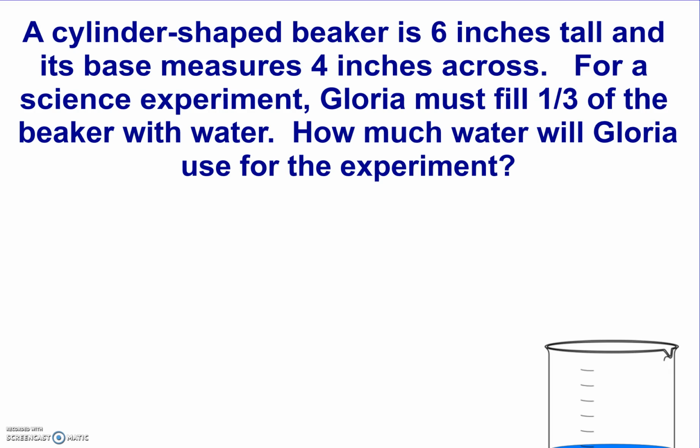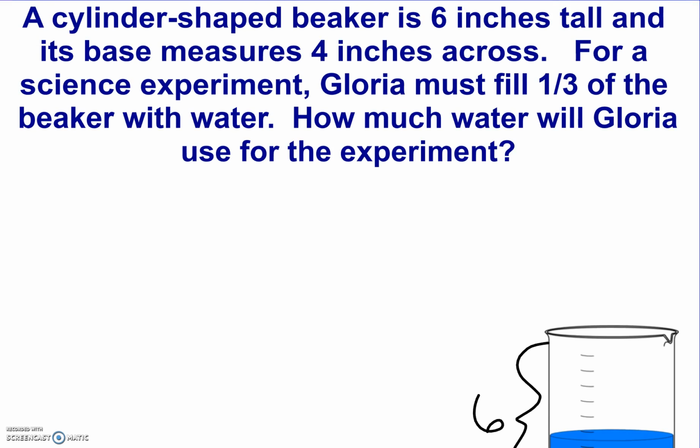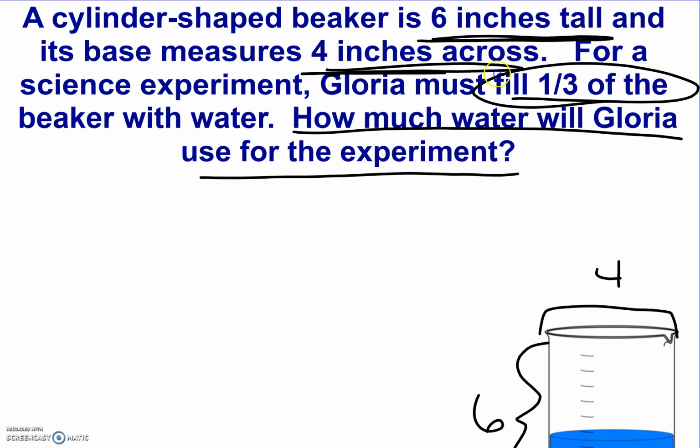And last but not least, a cylinder-shaped beaker is 6 inches tall. So if you were to draw your picture, we know that this is 6 inches and measures 4 inches across the top, or its base, same difference. For a science experiment, Gloria must fill 1/3 of the beaker with water. How much water will Gloria use for the experiment? 6 inches tall, 4 inches across.